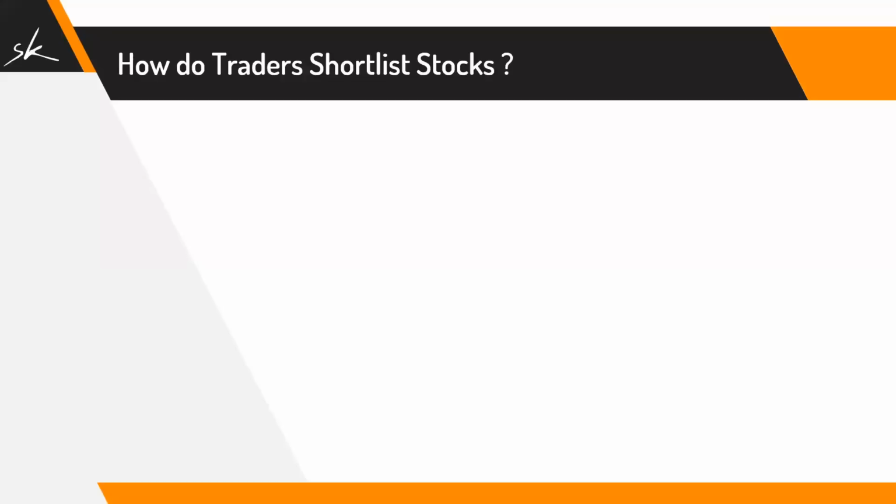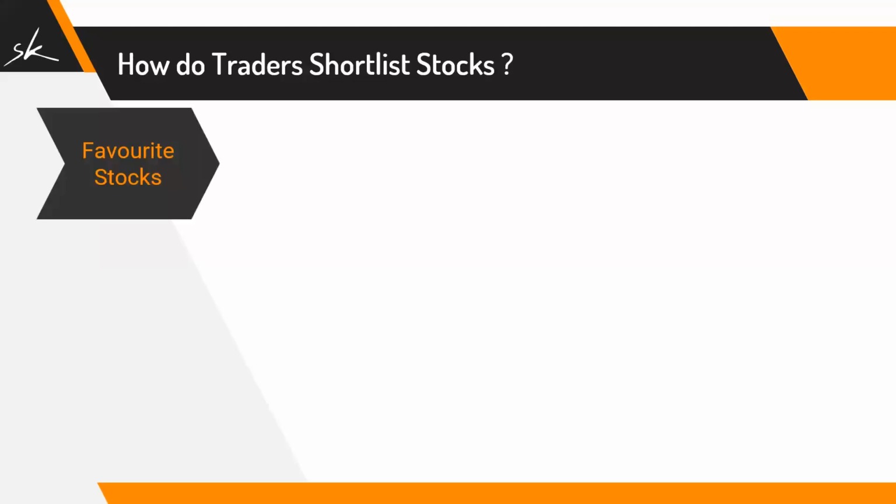Now, how do traders mostly shortlist their stocks? There are a number of ways. The first way is they have their favorite stock list, right? Maybe some stocks which you already have in your portfolio or some stocks you have been trading for a long enough period of time and they become your favorite stocks. And that is the only list you look into.